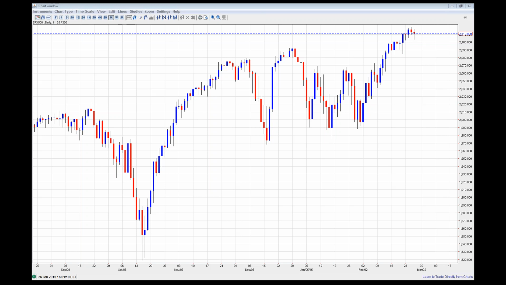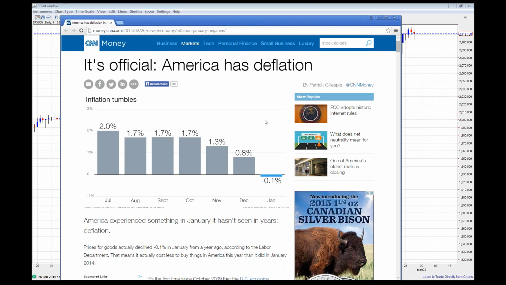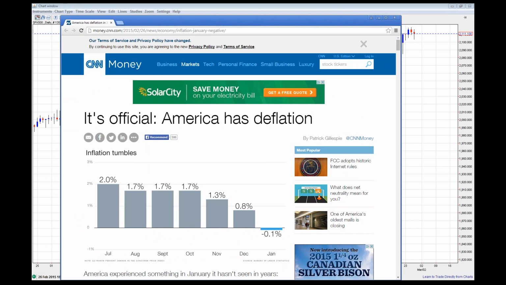But until then, I'll be doing my daily Forex and Futures update, as many of you have come to expect. So we had quite a bit of data come out today in the U.S. financial markets, and one of the most notable pieces of data showed that America experienced deflation for the first time since 2009. So I'll just show you that chart right here, and this just shows that the prices for goods declined 0.1% year over year in January. So definitely something to pay attention to.